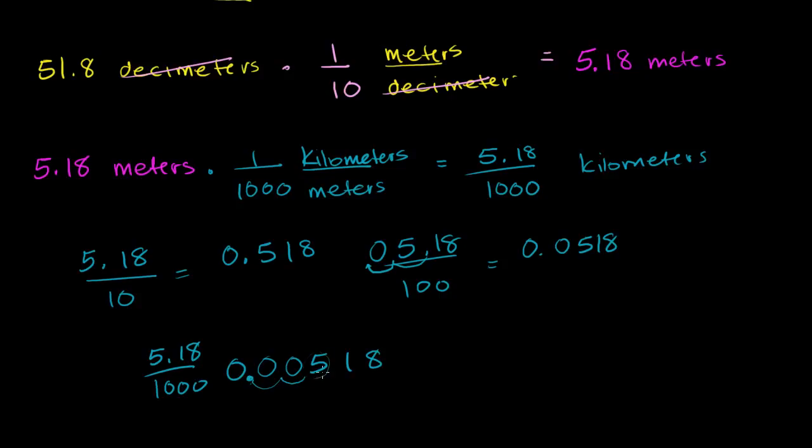Or another way, this is a little over 5 1,000ths. This right here is 5 1,000ths. It's a little bit more than that. So our final answer, 51.8 decimeters, is equal to 0.00518 kilometers.